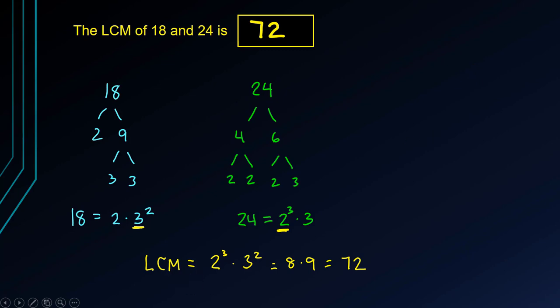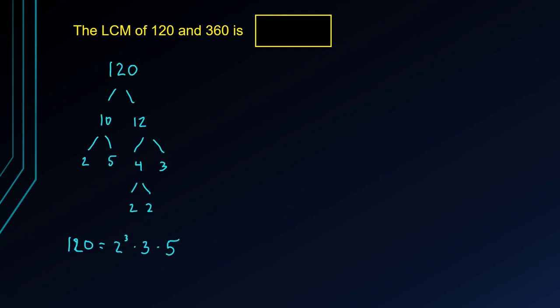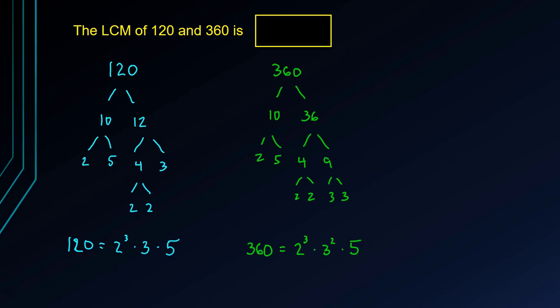Let's move on to the next one. The LCM of 120 and 360. So again, I'm going to start with doing the prime factorizations of these. And so 120, you see my factor tree there. I broke it down, and it becomes 2 to the third power times 3 times 5. And 360 becomes 2 to the third power times 3 squared times 5. Now, as you probably could also figure out, 120 does go into 360 evenly. And I can see that evidence for that here.